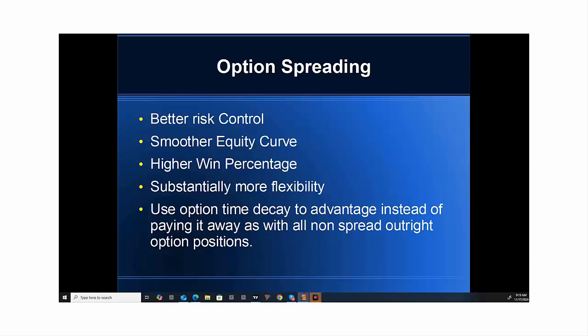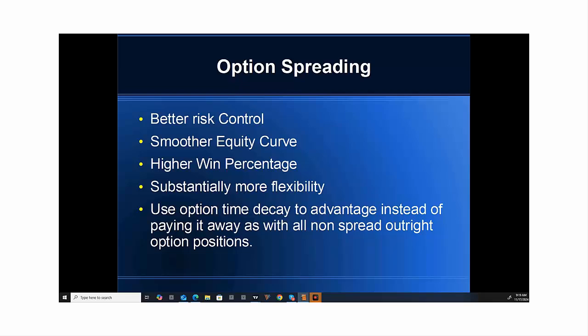Hello, everybody. Today, what we're going to talk about is my favorite option spread. Now, in general, option spreading will offer you several advantages, and we'll talk about exactly how the mechanics of option spreading work in a second.